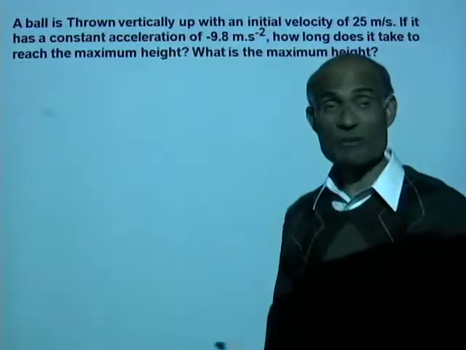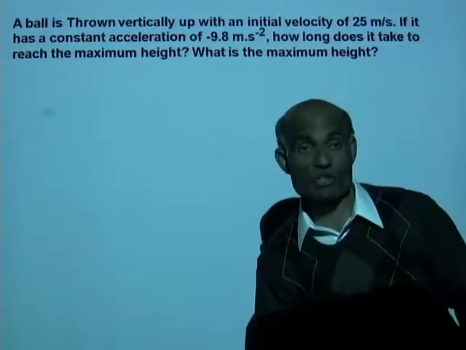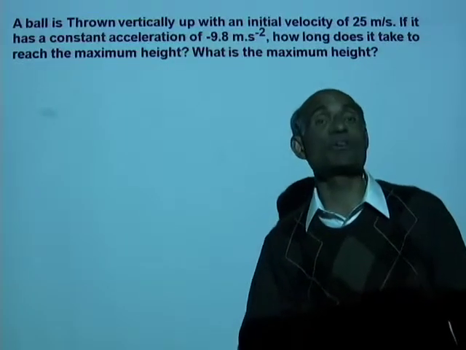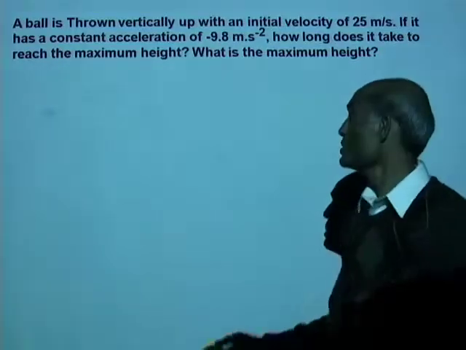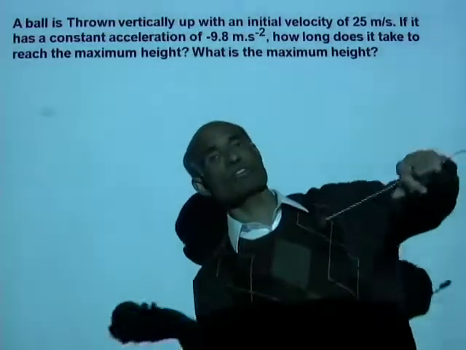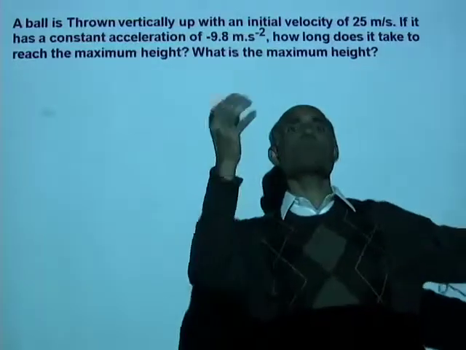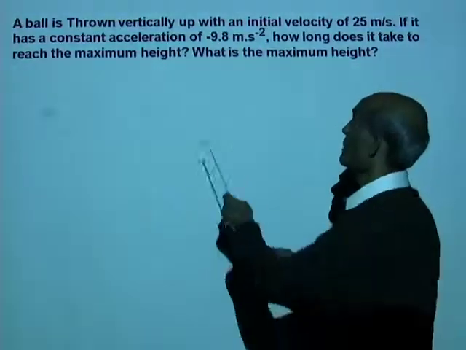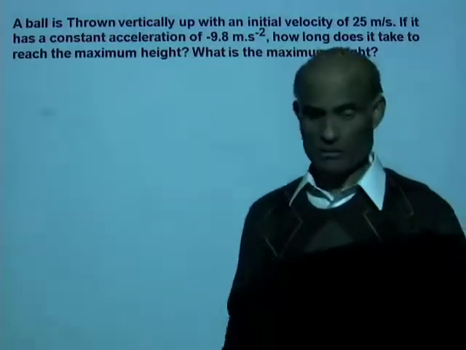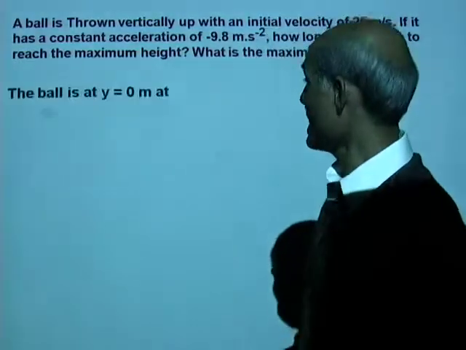Okay, this time you are at the origin. Your initial position is 0. y0 is 0. But you have an initial velocity. You stand at the origin and throw the ball up with a certain velocity. What is that velocity? 25 meters per second. All right, let's put this down.